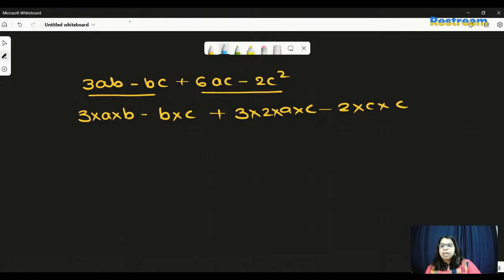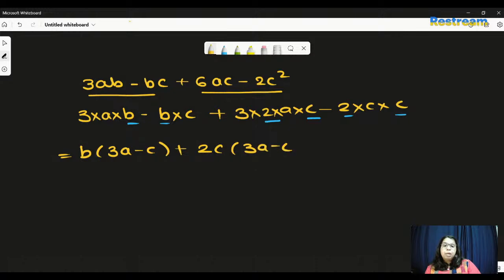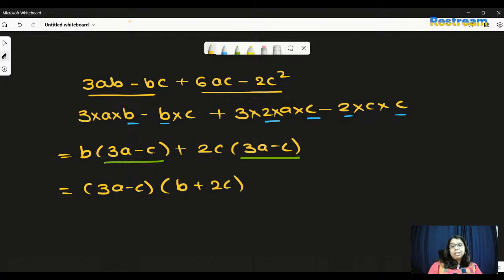So if you see, this one has b common in it, whereas this one has 2c common in it. So we are going to take it out and we are going to say b into bracket 3a minus c plus 2c into bracket 3a minus c. Now if you see, 3a minus c is common in these two terms. So we are going to take out that. So 3a minus c, what remains inside the bracket is b plus 2c. Okay. So this is how factorization works.